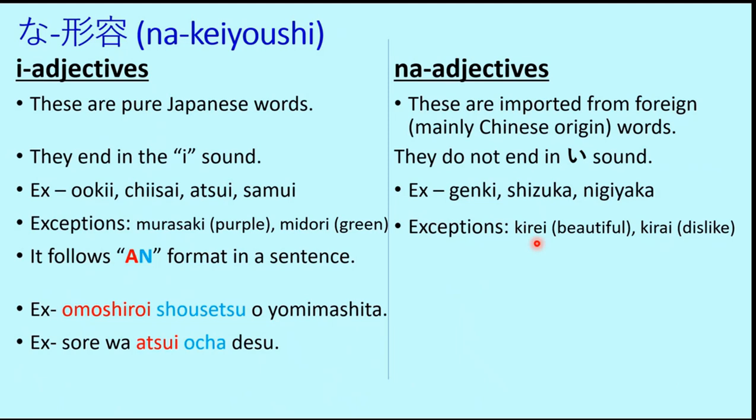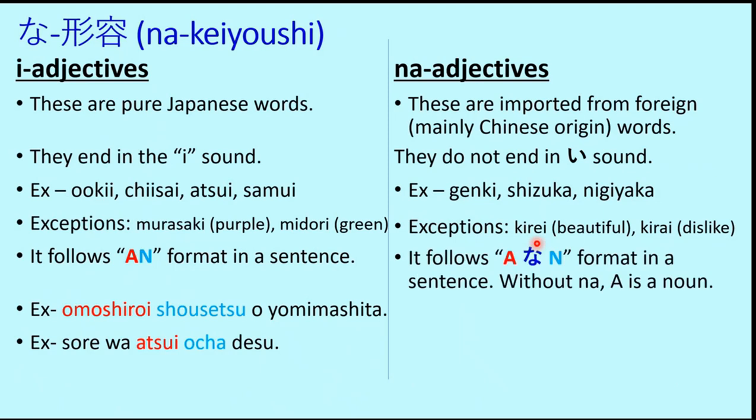So i adjectives follow an adjective-noun format in a sentence. That means the noun follows the adjective. Omoshiroi shosetsu o yomimashita. So the adjective-noun format means omoshiroi is the adjective, shosetsu is the noun. There is nothing in between the adjective and the noun, no particle or anything in between these two. That's why it follows the adjective-noun format. Omoshiroi shosetsu, it's correct to say that. Similarly, sorewa atsui ocha desu. Omoshiroi shosetsu o yomimashita means I read an interesting novel. Sorewa atsui ocha desu. This is hot tea.